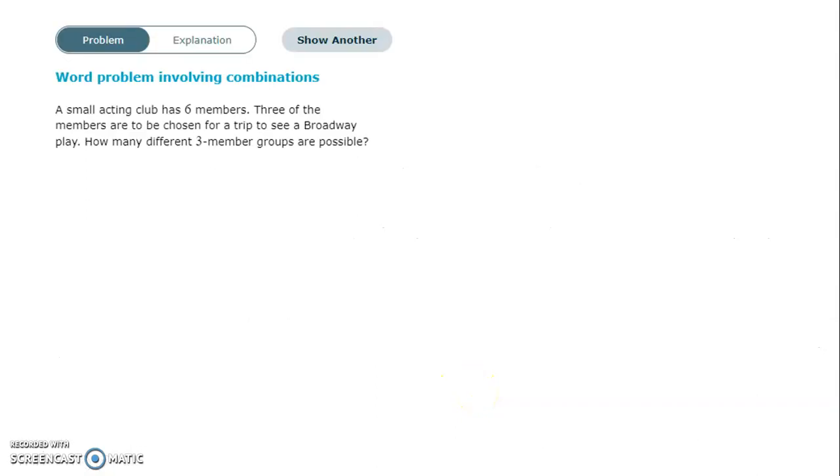Let's do another quick combination question. So a small acting club has 6 members. 3 of those members are chosen for a trip to see a Broadway play. How many different 3-member groups are possible? So there's 6 choices, and we're picking 3 of them, or 6 members. We're doing combination. So here, the order does not matter. What we mean by that is if we sent Tim, Sally, and Joe, it doesn't matter what order we send them in. They're all the same group of 3 people.